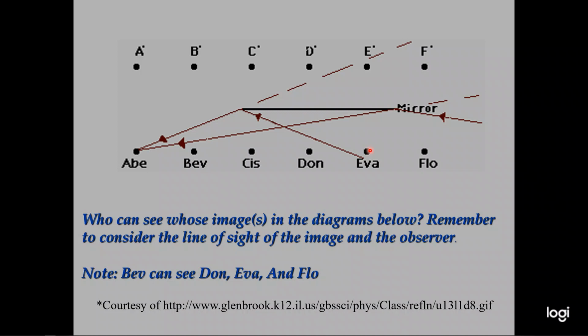And if you look at Eva and Flo, they can see everybody. And again, all you got to do to answer that question is to look at the line of sight that each person has in the mirror. And again, the line of sight indicates the light that comes from the image. Notice this arrow is right. If you look at Abe, this is the line of sight Abe has. Sorry, this is a ray that's reflected into Abe's eyes.